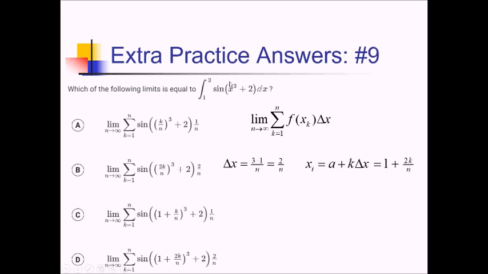Well, looking up here, f is whatever's happening to the x in the integral. So it looks like we're cubing this thing, adding 2, and then taking the sine just for good measure. So all that stuff has to happen to 1 plus 2k over n. We have to cube it, add 2 to it, and then take the sine of all of that. So that's what the f of x sub k is going to look like in the summation. Don't forget we also have this 2 over n out here for the delta x. And then which answer choice does that match up with? It looks like it's going to be choice D.